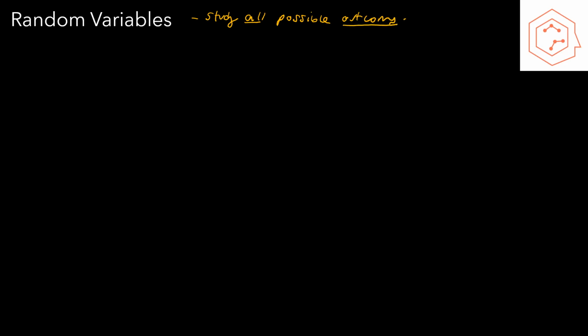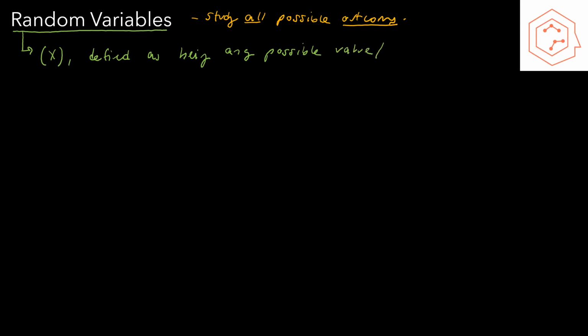So to help with this, we define the concept of a random variable. So a random variable is very similar to what you see in math, which is just a normal variable. It's going to take the form of a letter, usually capital X, and it's defined as being any possible value / outcome in an experiment.